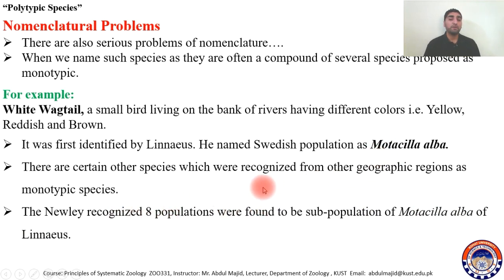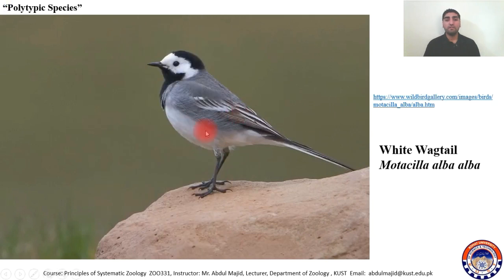So now what to do? What name should be kept and what name should be discarded? For this there is a law. We will study that in the coming chapters, but let's resolve this issue first. This is the white wagtail, Motacilla alba. Because Linnaeus for the first time identified the species as Motacilla alba, this was considered the main species. The other populations were then named as subspecies and given a subspecific name.